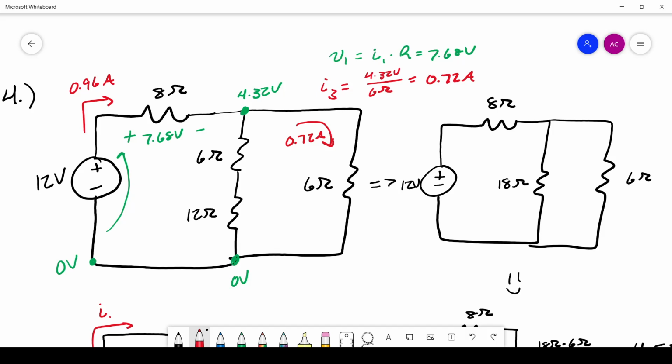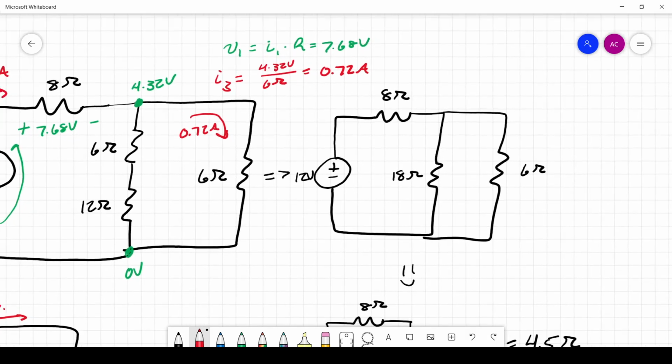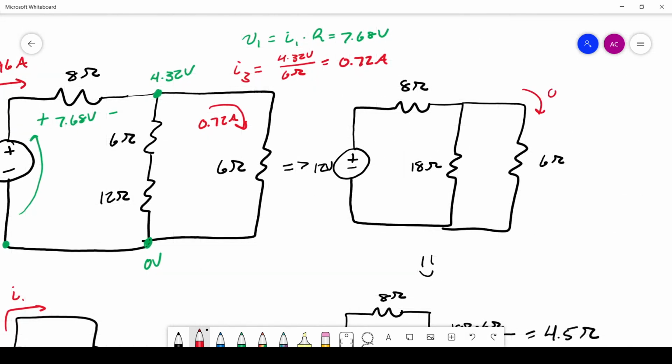So the first thing we can do is move over to here because it might be a little easier to see. We have 0.72 amps coming through here, 0.96 amps, and then a 7.68 volt drop across that resistor. And we know this is 4.32 volts. We know this is also 4.32 volts. Getting a little crowded, but we still have enough room to do what we need to do.